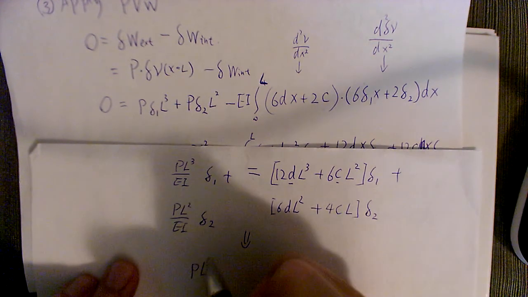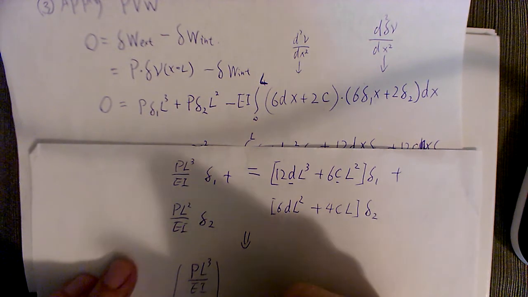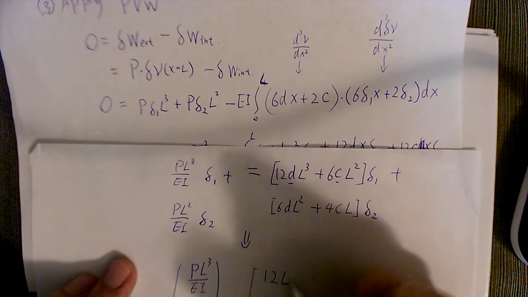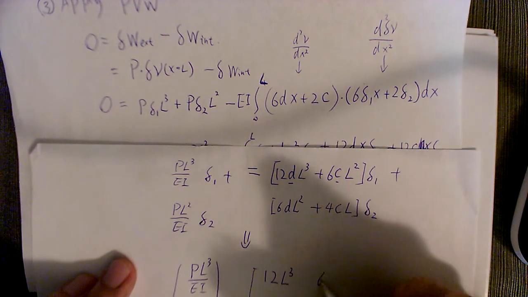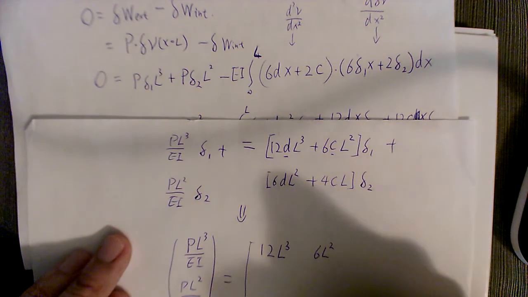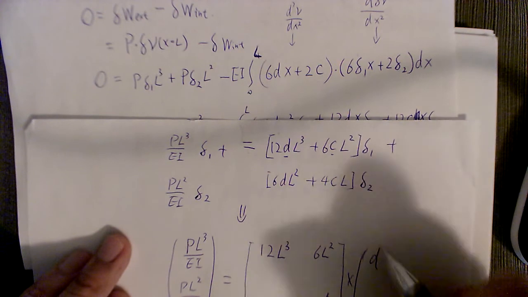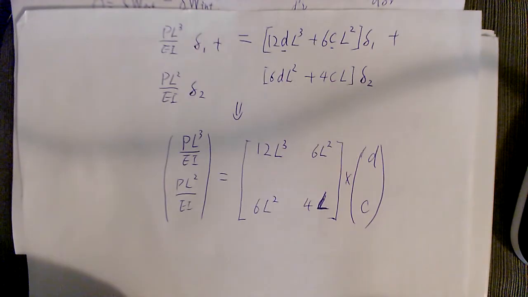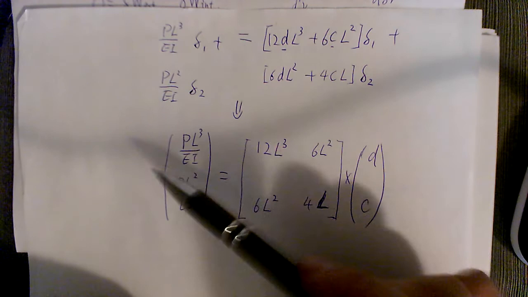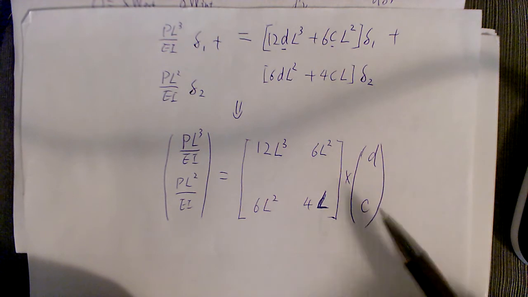You just rewrite it and then it becomes PL3 over EI, PL2 over EI equals, you're gonna love this, 12L third and 6L square, then 6L square and 4L, times D and C. If you're taking matrix structural analysis, at this point you should be very clear. These are just two linear equations, and the only unknowns are D and C, so you can solve for that.